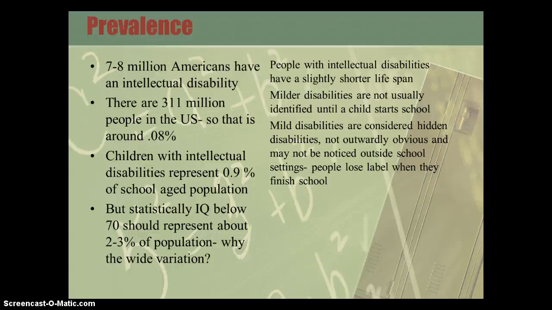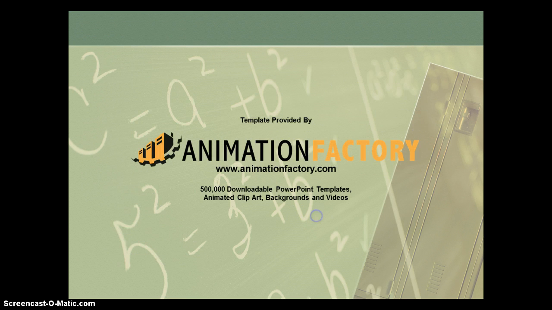One is that people with cognitive disabilities tend to have a shorter lifespan. People with mild disabilities aren't identified until they start school. And because mild disabilities are considered hidden disabilities, then once the person finishes school, people don't think of them as having an intellectual disability anymore. And that is that chapter.